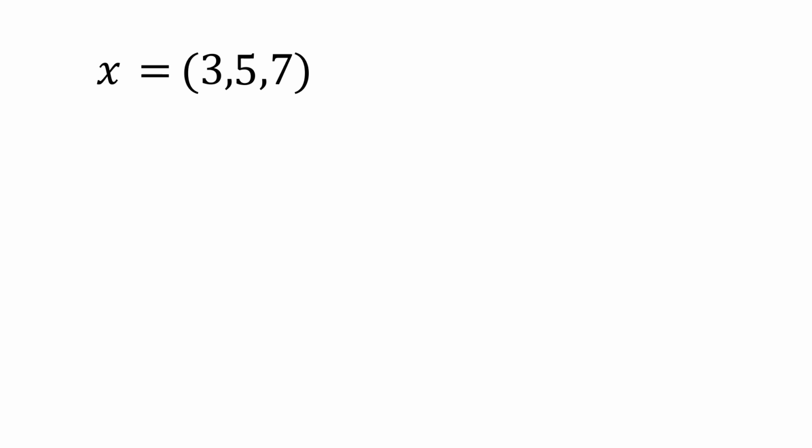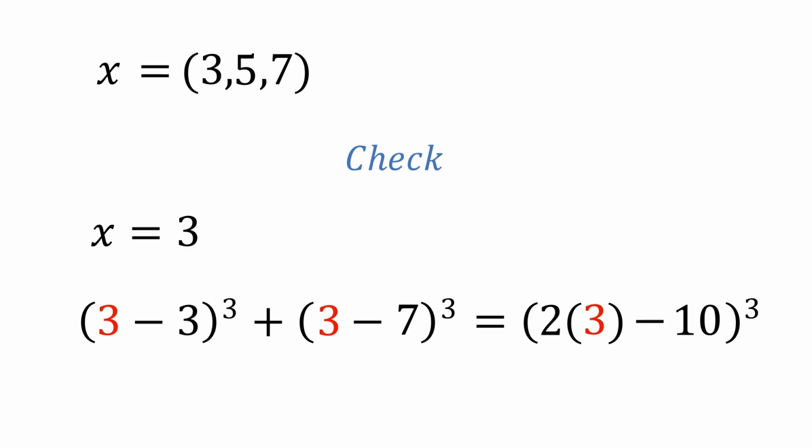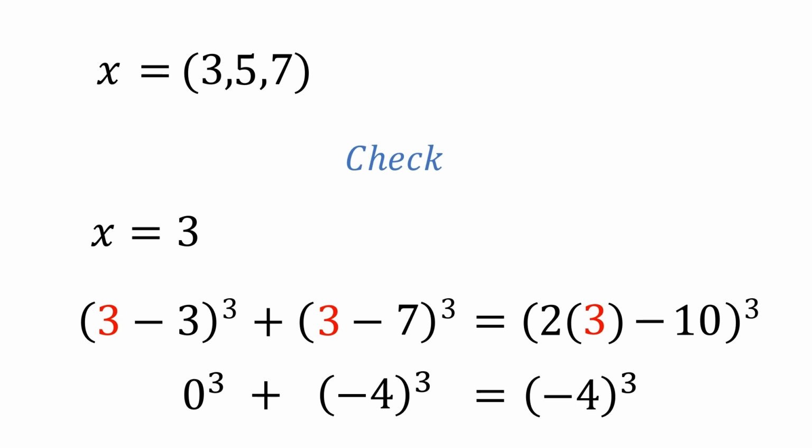But we're not finished yet. In mathematics, a candidate solution isn't automatically a correct solution. Every answer must be checked in the original equation. Let's begin with x equals 3. Substituting 3 gives 0 cubed plus negative 4 cubed equals negative 4 cubed. The left side is 0 minus 64. The right side is also negative 64. Both sides agree. So x equals 3 is verified.